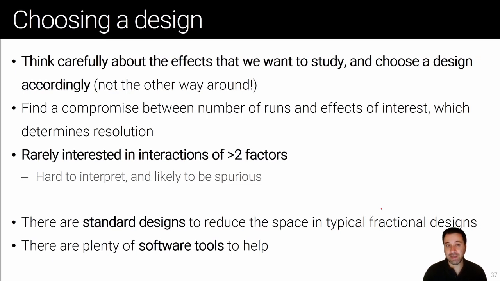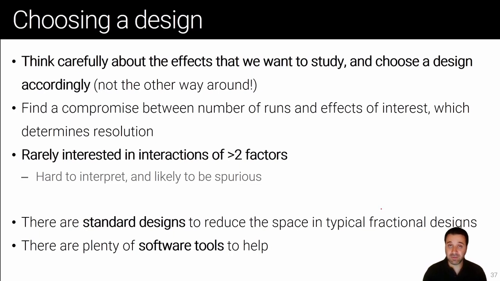And by the way, we are rarely interested in interactions between more than 2 factors, because they're very hard to interpret, and in many cases they're just spurious. Things just happen to be correlated, remember? So once we start looking into that much detail between 3 factors at the same time, 4 factors at the same time, we're just going to see things in there that are completely random.